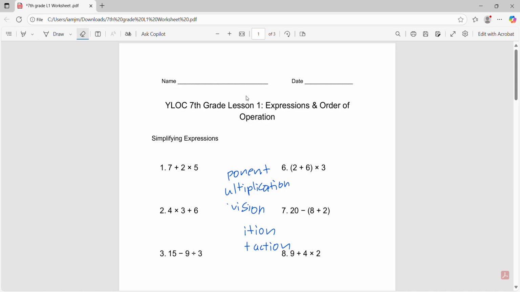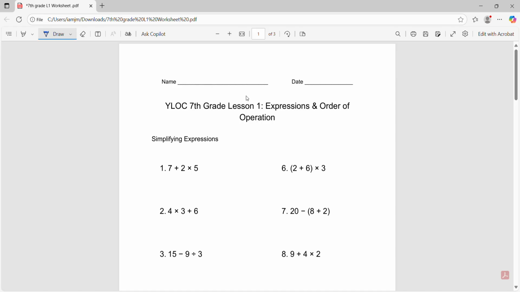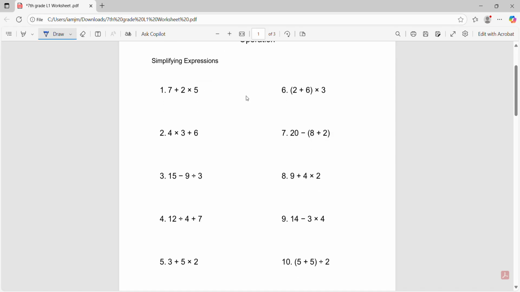Okay, so we will be solving all of the odd numbers on this page, which will be number 1, 3, 5, 7, 9. So let's start with our first question.